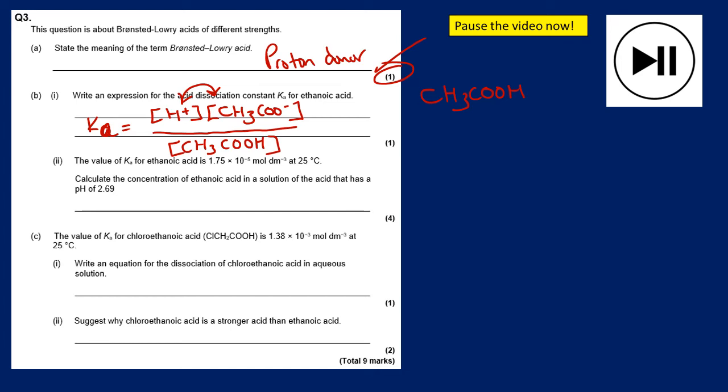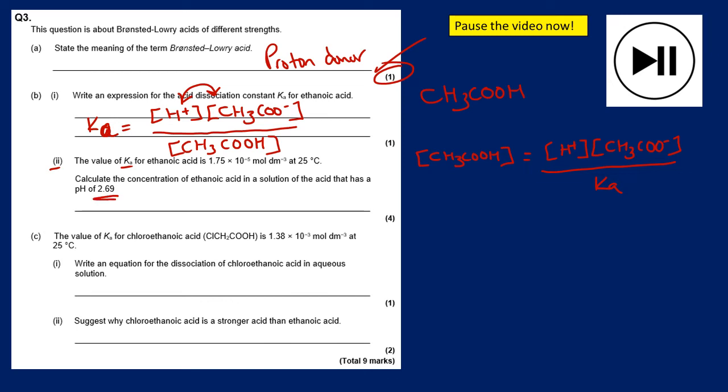Okay, so now we're given the value of the Ka, and we've been given the pH. We're going to use this expression and rearrange it. We're going to get the concentration of CH3COOH, which is what we've been asked to find. That's going to be equal to the concentration of H plus multiplied by the concentration of CH3COO minus, all divided by Ka. So I've just rearranged our expression for Ka to get what we require, which is the concentration of the ethanoic acid.